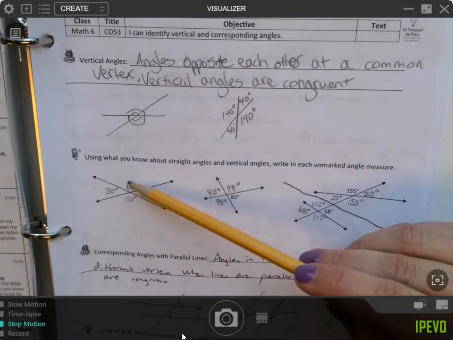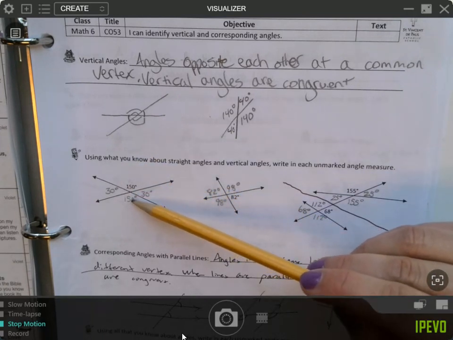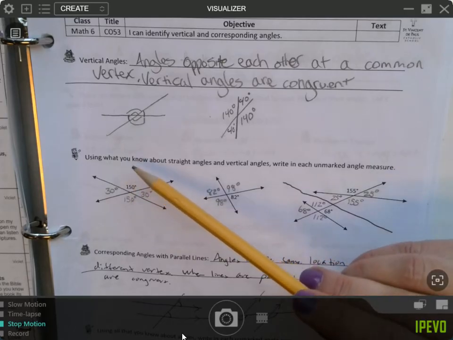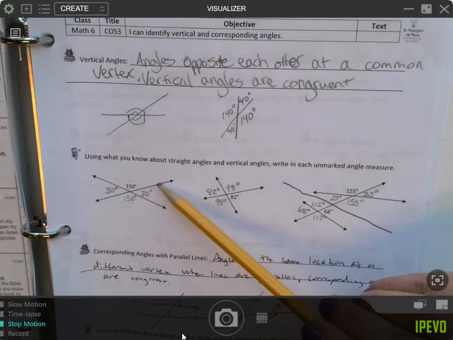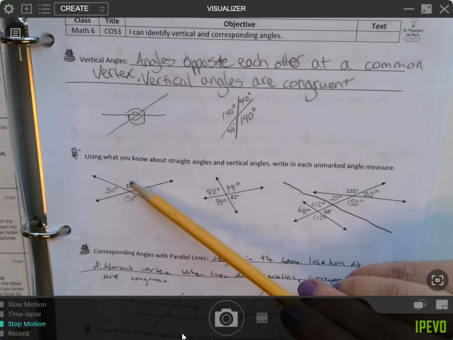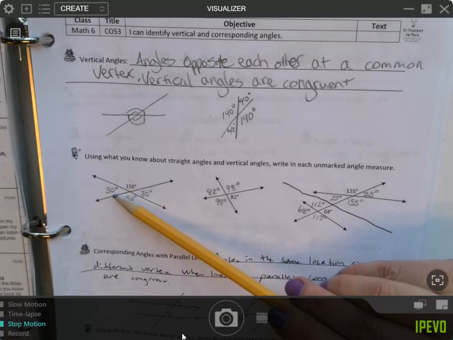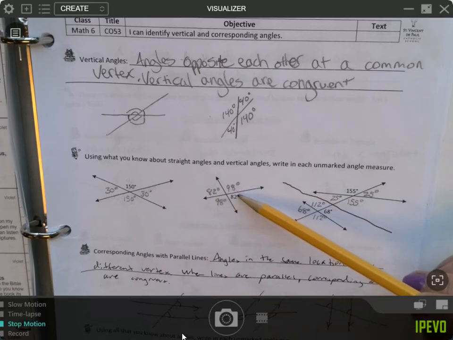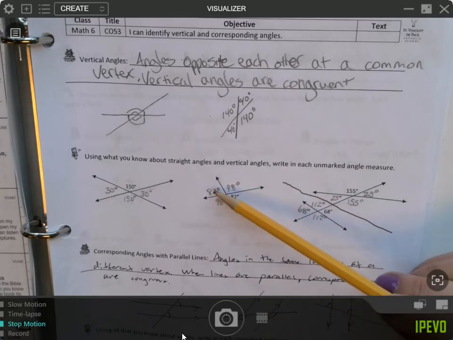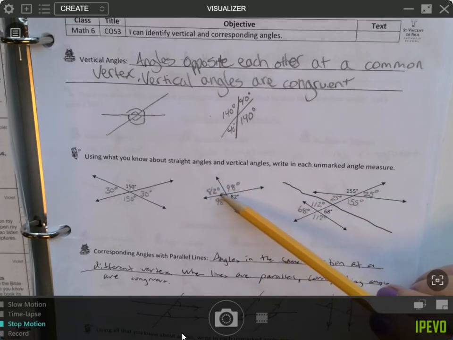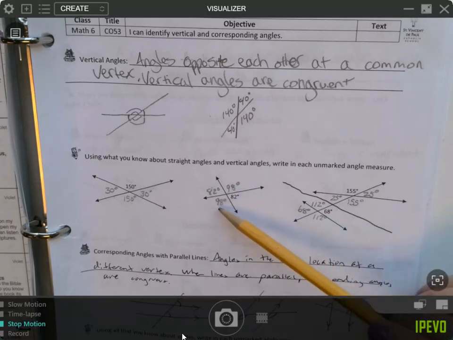So if they are opposite of each other, they are the same measurement. So here we had 150, opposite of it is 150. Then we use what we know about supplementary angles. We've got a straight line. 150 will be supplementary with 30 because that equals 180. In our middle one, we had 82, and opposite of it is 82. Supplementary angles would be 98 and 98.